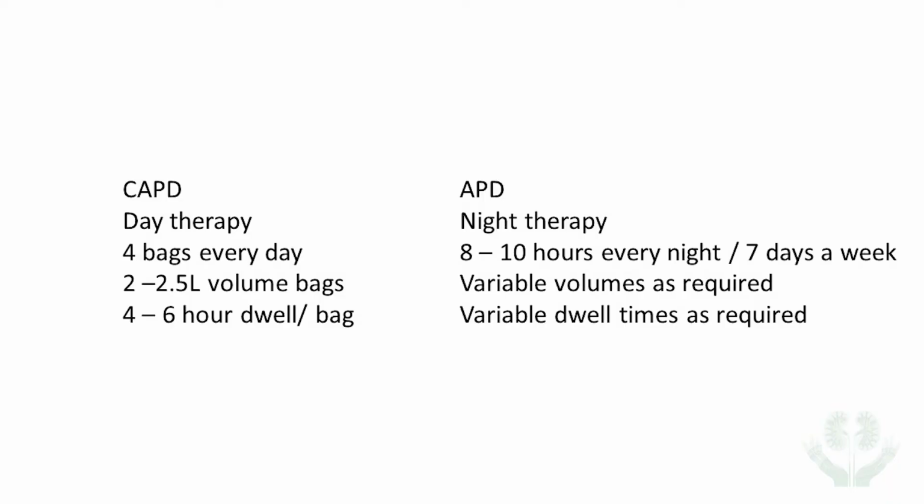Peritoneal dialysis could either be performed manually, which is called CAPD or continuous ambulatory peritoneal dialysis, or by a machine, which is called APD or automated peritoneal dialysis. CAPD does not involve a machine. Fluid is infused by the patient into the abdomen, and then they go about their normal activities. And then the fluid is drained out into a plastic bag.